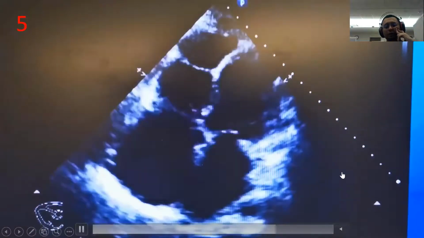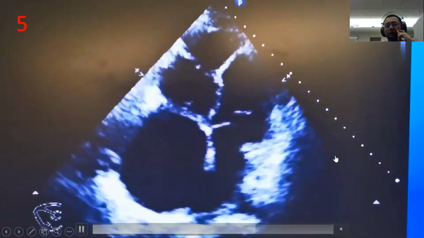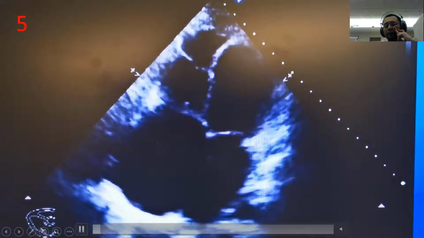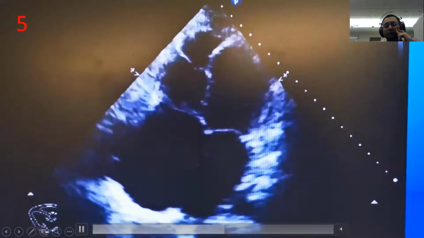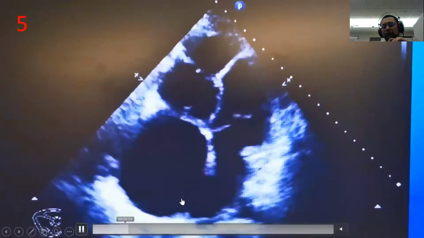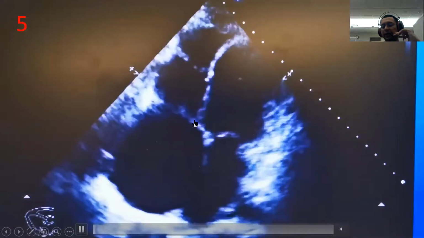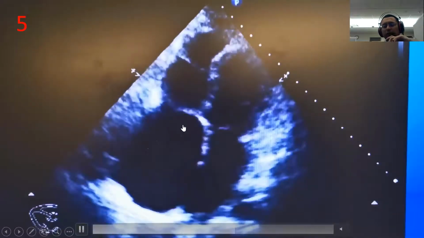To determine whether it is pressure or volume overload. Very good. Whether it's pressure or volume overload. So continue, and find the cause of it. Is it pressure overload? Look at the TR. Is it a leaflet problem? Unlikely to be a leaflet problem. The leaflet looks okay here.